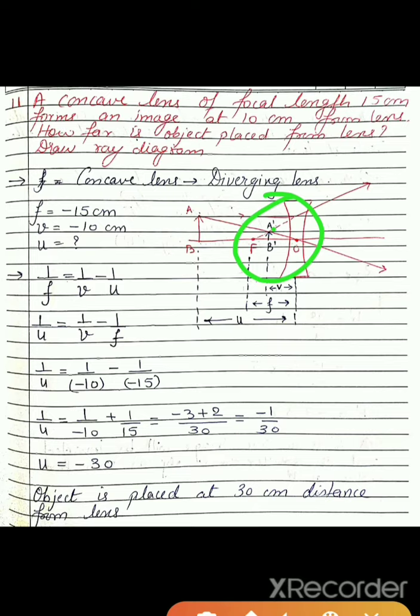So that is A dash. The tail of the image will be lying on the principal axis. So that is B dash. So now you can draw the image A dash, B dash also, and then mention all the distances. Okay, so that's all for the 11th numerical.